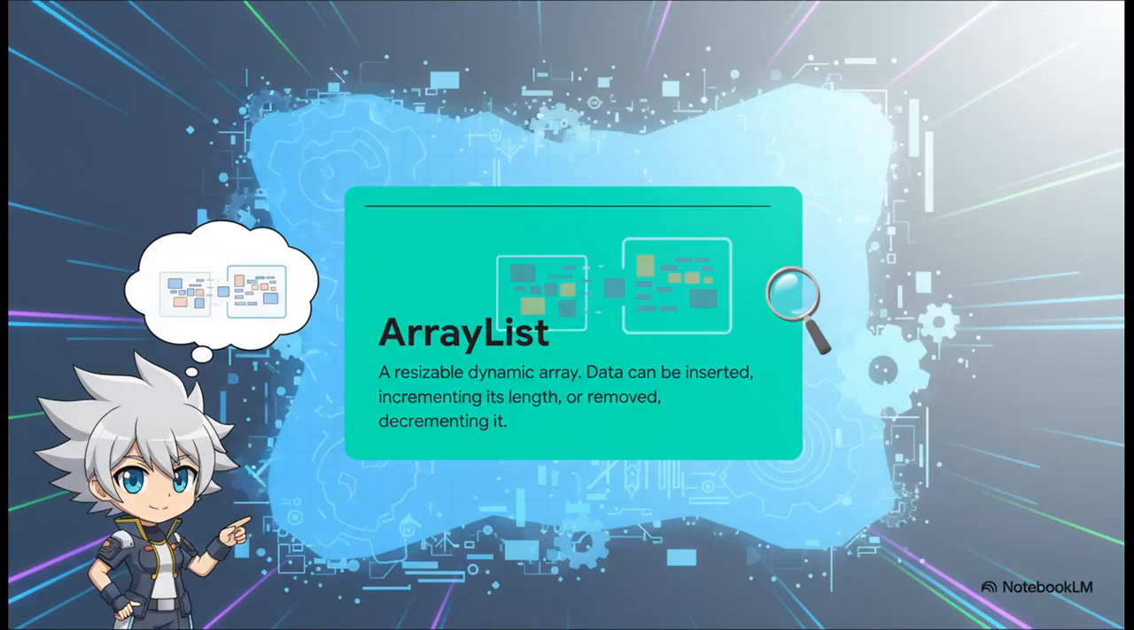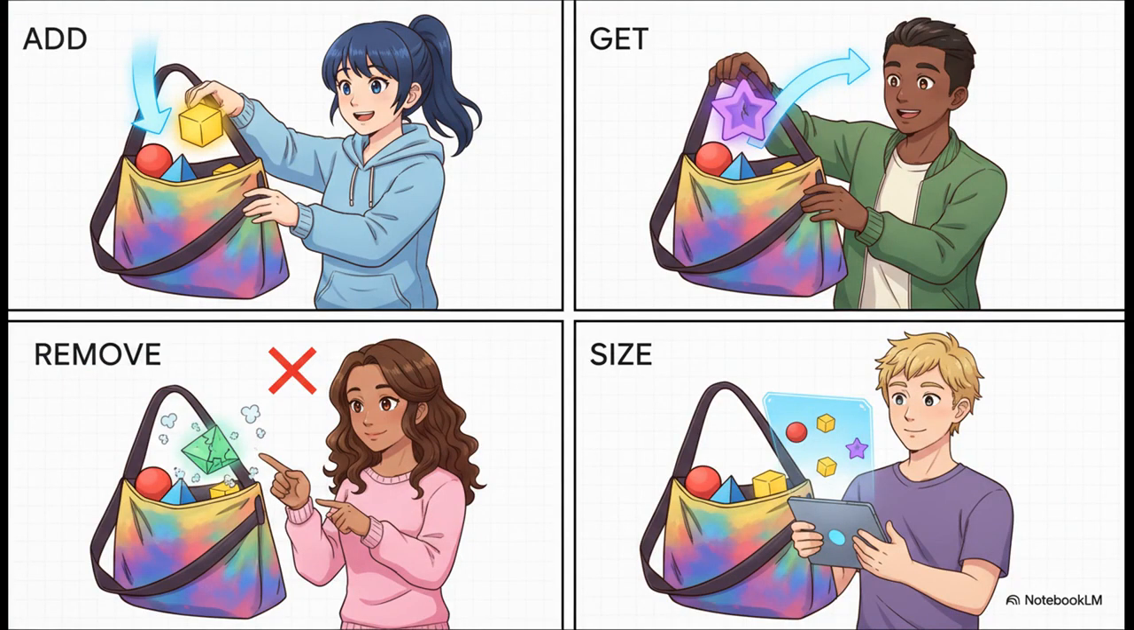What's really happening under the hood is pretty clever. It's actually using a regular array, but when that array gets full, the array list automatically does all the dirty work for you. It creates a brand new, bigger array, copies all your old stuff over, and you don't have to think about a thing. It's magic. And all this flexibility comes with a bunch of super handy built-in tools, which we call methods. You can easily .add something new, get an item from a certain spot, remove something you don't need anymore, and use .size to see exactly how many things are in there right now.